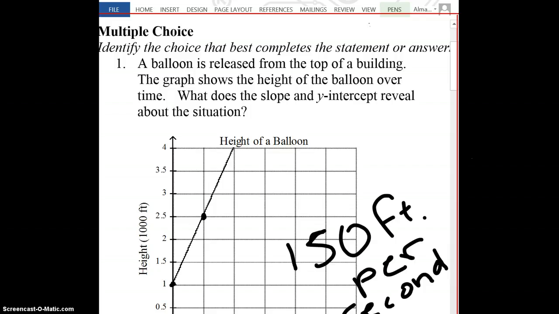The balloon starts at a height of 1,000 feet, yes. C, the balloon starts at a height of 150, no. D, the balloon starts at a height of 150, no. Let's go back to A and B. The balloon rises at a rate of 150 feet per second, yes. And B says the balloon falls at a rate of 150 feet per second. Nope, it's not falling. It's actually rising because the height of the balloon is increasing over time. So the answer has to be A.